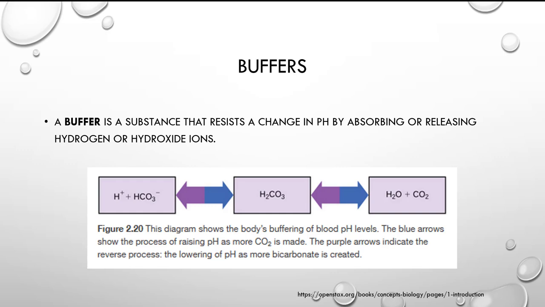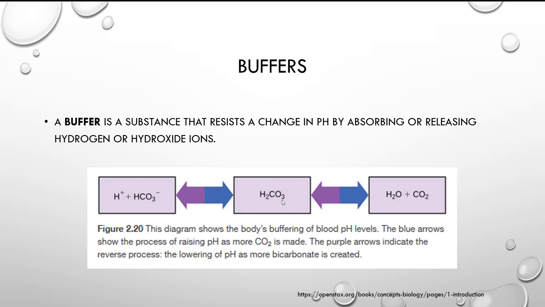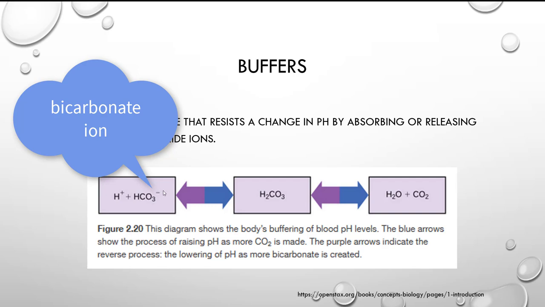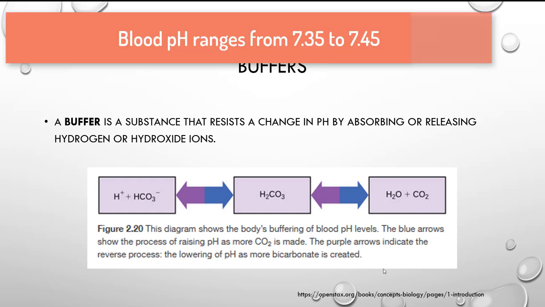This type of buffering system involves carbonic acid. Carbonic acid is H2CO3, so that's this one, H2CO3, which can actually dissociate into bicarbonate, HCO3 negative, and hydrogen ions. And it can also dissociate into water and carbon dioxide. So let's say that your blood pH range is anywhere from 7.35 to 7.45. That's where your pH is supposed to be.